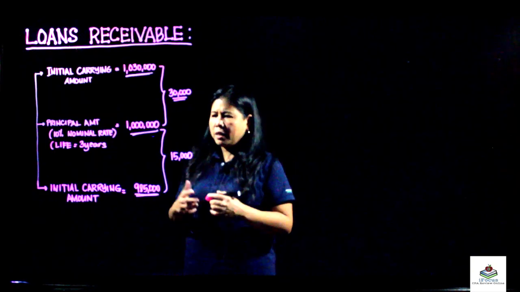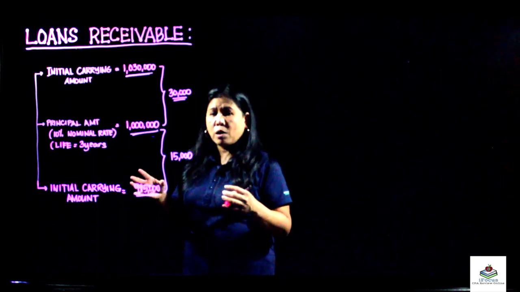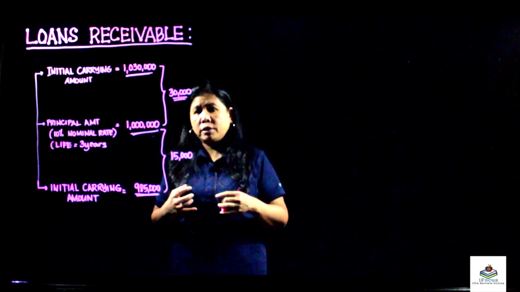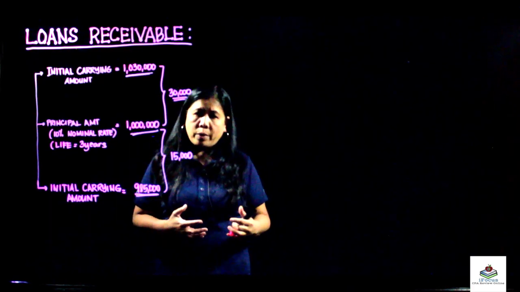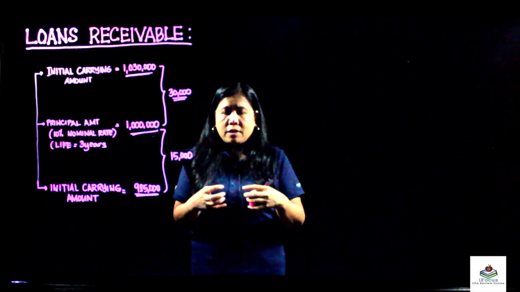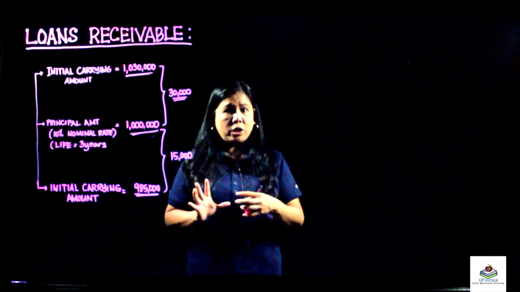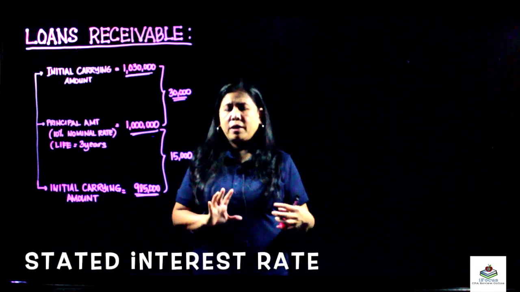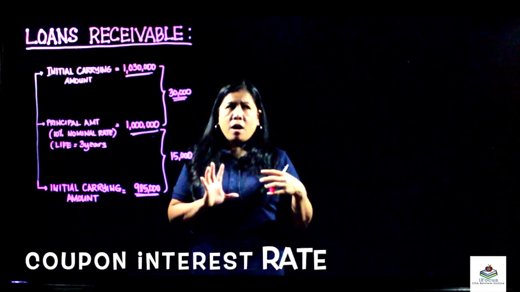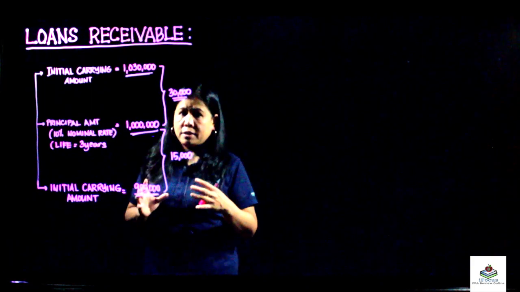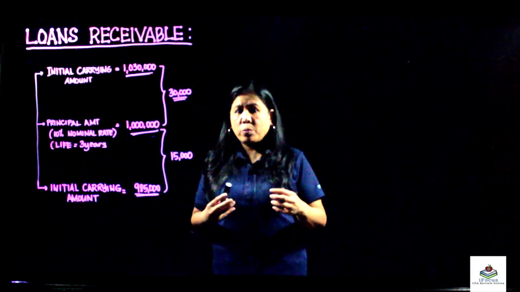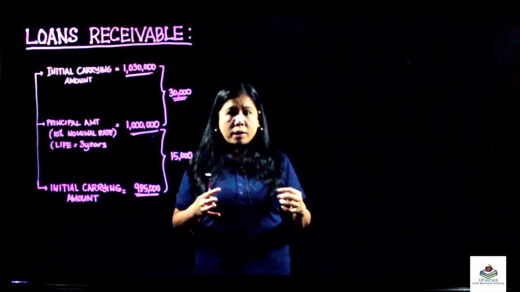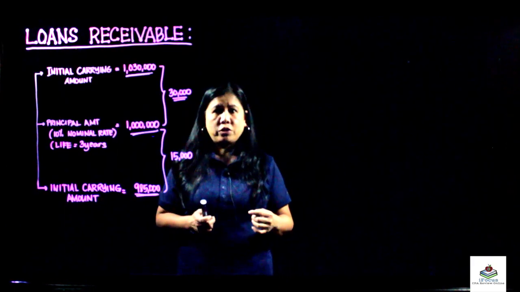Now, on this example, we have our principal amount of 1 million, and this principal amount earns a 10% nominal rate. A nominal rate is the rate stated on the loan agreement. This is also what you call the stated interest rate and also the coupon interest rate. Those are the same. Every year, the borrower will pay the bank 10% of 1 million, and that is 100,000.